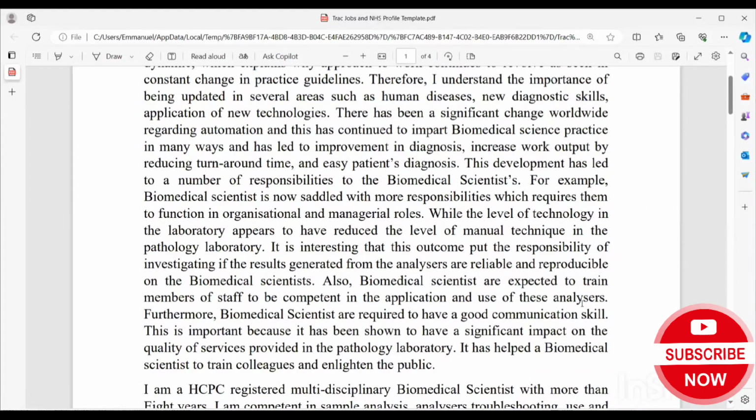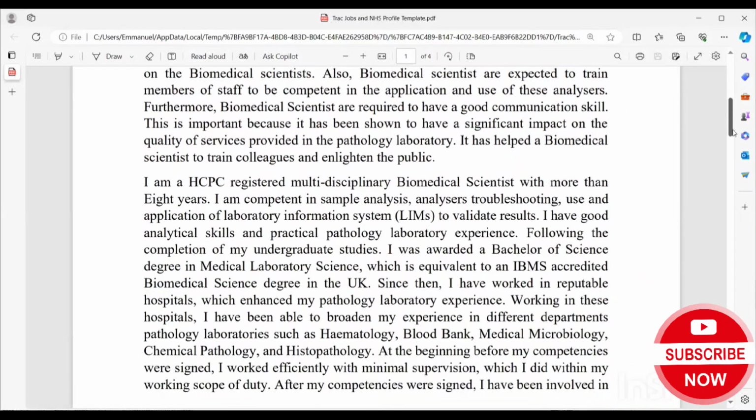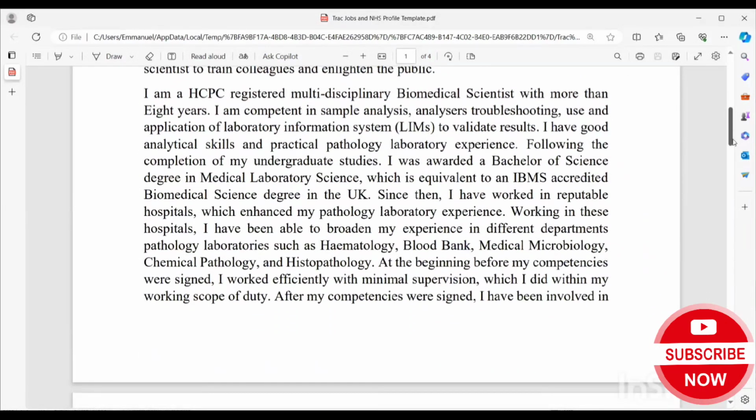Also, biomedical scientists are expected to train members of staff to be competent in the application and use of this analyzer. Furthermore, biomedical scientists are required to have good communication. So, say a lot of things along this line. Now, what I want to highlight here is how things are in paragraphs. So you can see that the first paragraph is just to give an overview of a certain kind of information.